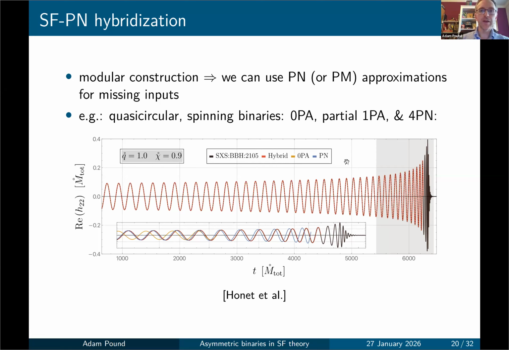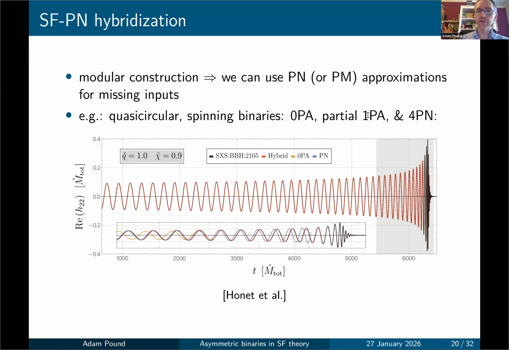inputs. So because of this very modular construction, where we've just got these forcing terms that I was calling F0 and F1 and these amplitudes H1 and H2, etc., we can just put in other information from other models. So for example, from post-Newtonian theory. And we can build a pretty good hybrid. So this is a case where we're using all available exact 0PA numerical data, all available 1PA data, because there is a lot of it, just not everything we need for a full 1PA model.